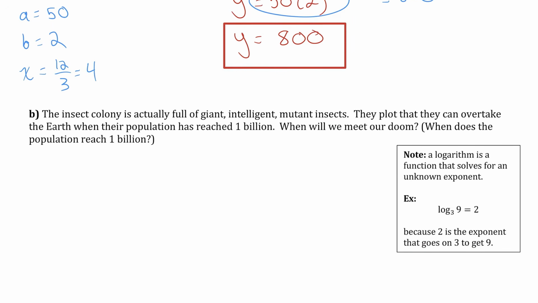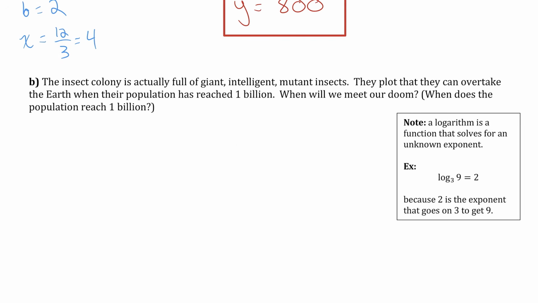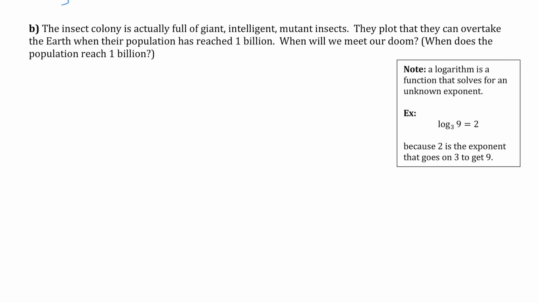Part B is probably the most complicated part of this lesson. It says the insect colony is actually full of giant, intelligent mutant insects. They plot that they can overtake the Earth when their population has reached 1 billion. When will we meet our doom? So when is the population going to get to 1 billion?